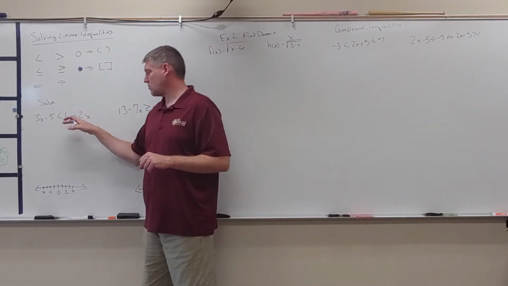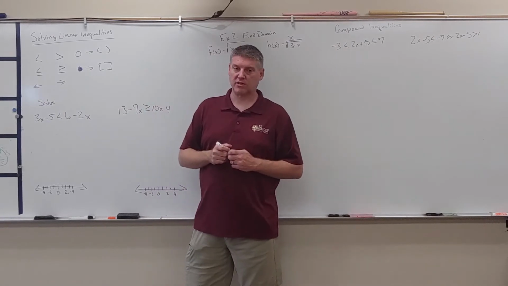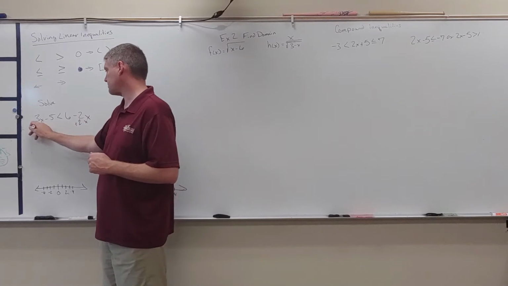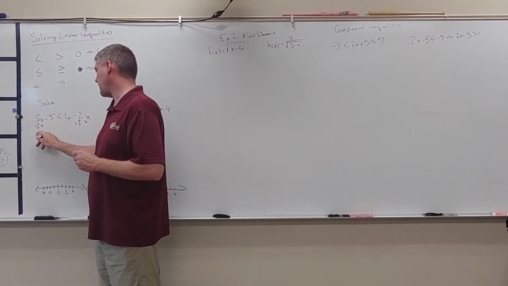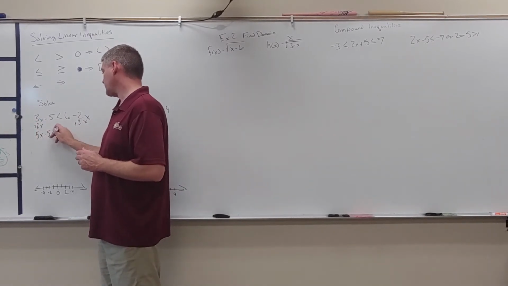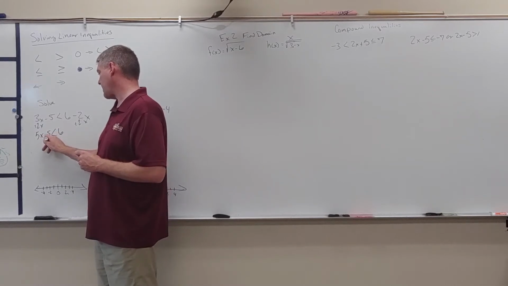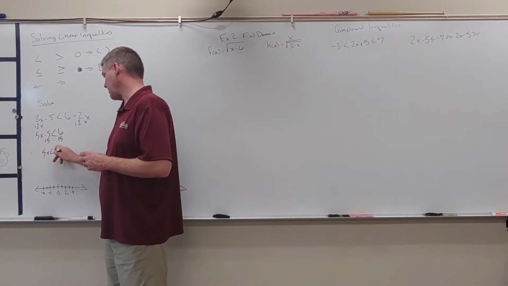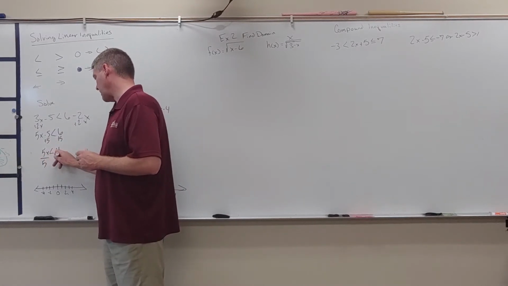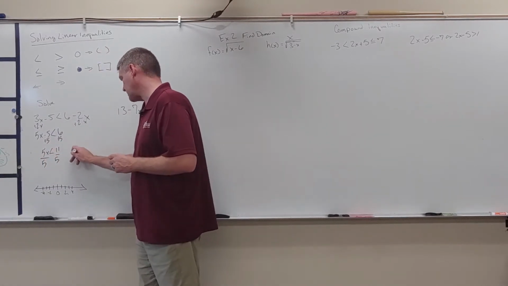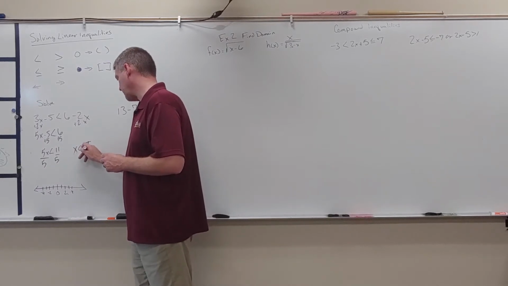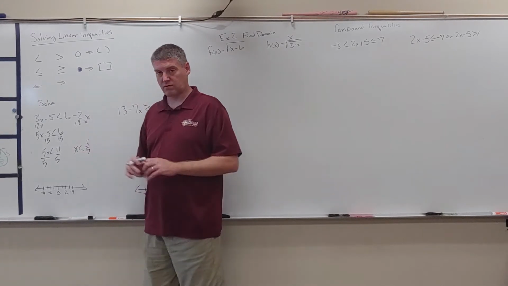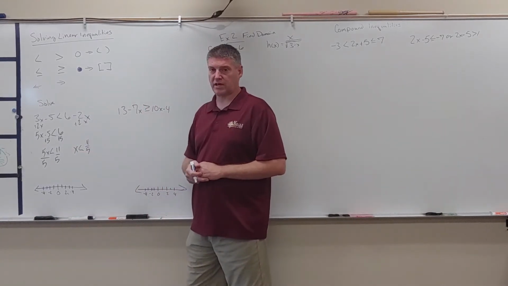Okay, so I'm going to start with the variable with the smallest coefficient. So that's negative 2x. So I'm going to add 2x to both sides. So that gives me 5x minus 5 is less than 6. I'm going to add 5 to both sides. 5x is less than 11. So I'm going to divide by 5, and I get x is less than 11 fifths. Okay, so this is set notation.